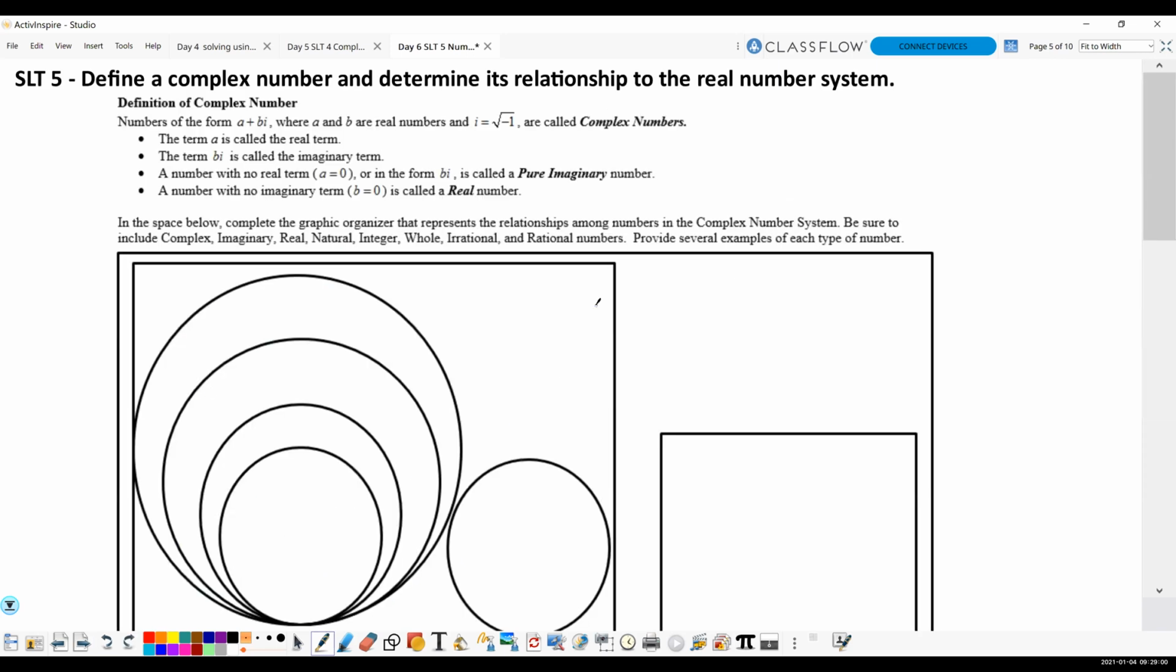So the other thing we're going to do today is look at the real number system and how it relates to the complex number system. So hopefully you printed this out. If not, take a minute, pause the video, and carefully recopy the diagram.